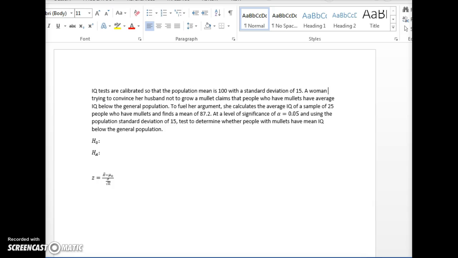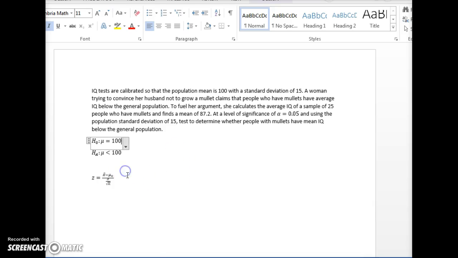So here we have two hypotheses, as always, the null hypothesis and the alternative. And this can be H1 or HA. So the alternative is people who have mullets have an average IQ below the general population. So below, that's mu less than 100 because our population mean is 100. So that makes our null hypothesis just mu is equal to 100.